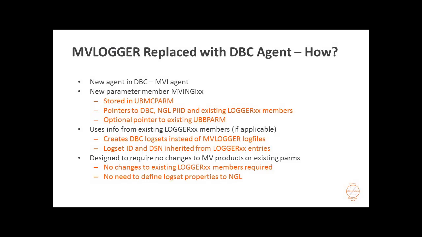Similar to other users of NGL, MainView Infrastructure, or MVI, will now have an agent running in the DBC. There's a new parameter member, MVI NGI-XX, which is created during the OSI configuration process and is stored by default in UBMC PARM. New MVI users will create a Logger00 member in the UBMC PARM. Existing customers may use their Logger XX members that are in the UBB PARM or move them to UBMC PARM.